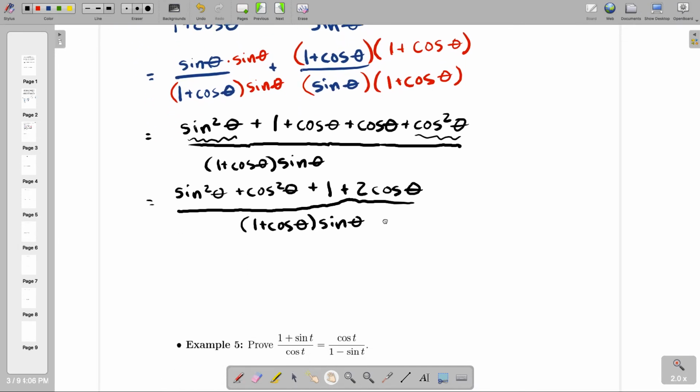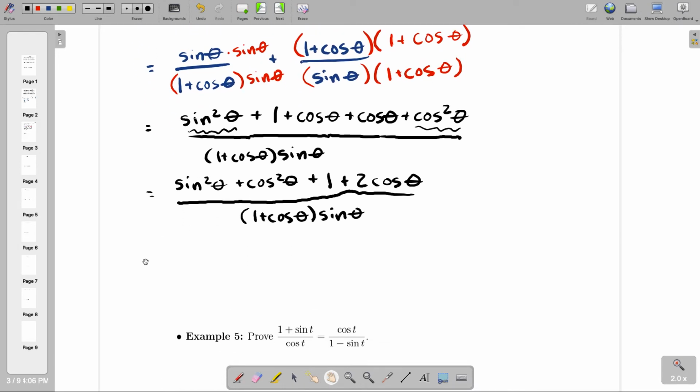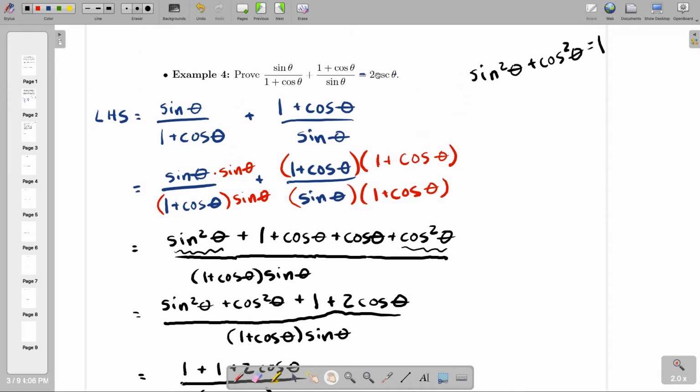All right. And at first you might wonder if we're really making good progress or not. But this thing turning to 1 really helps us out, right? Because this is going to be 1 plus 1 plus 2 cosine theta all divided by 1 plus cosine theta. And it's always good to kind of peek at the right side. What are we trying to shoot for? 2 cosecant theta, which we know is 2 over sine theta.